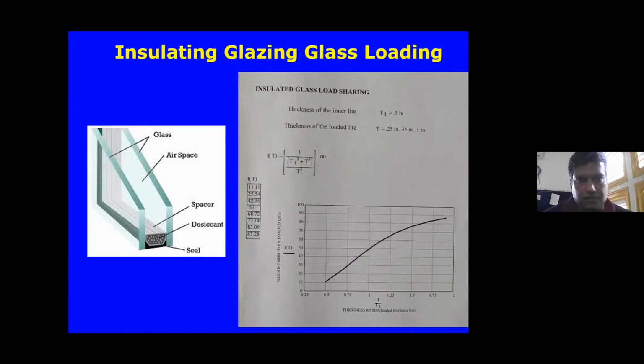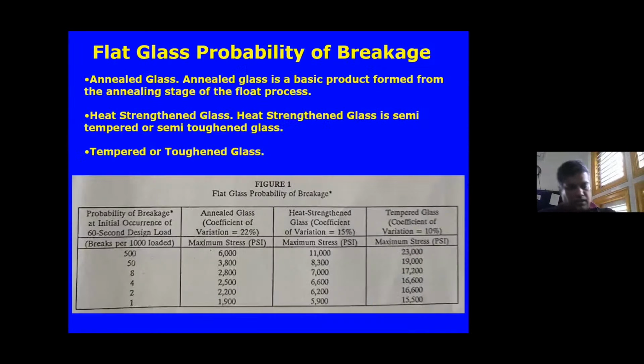Then coming to the actual design, as we discussed, there are three kinds of glass: annealed, heat strengthened, and tempered glass. Heat strengthened glass has strengths of up to about 11,000 psi, and fully tempered glass about 23,000 psi. This is almost equivalent to the strength of steel. Mild steel is about 24,000 psi.